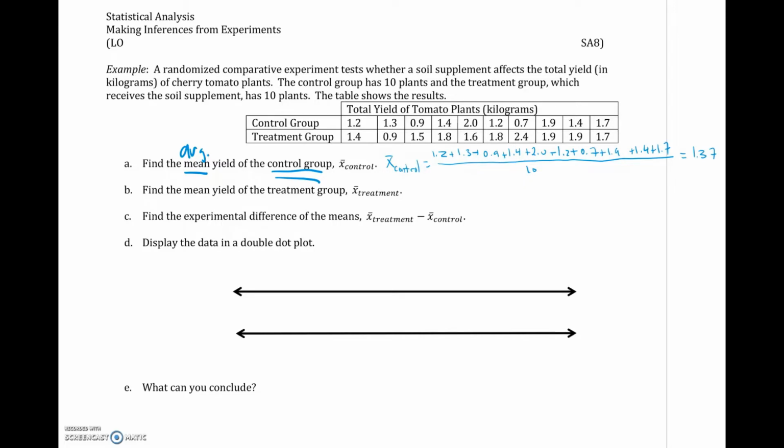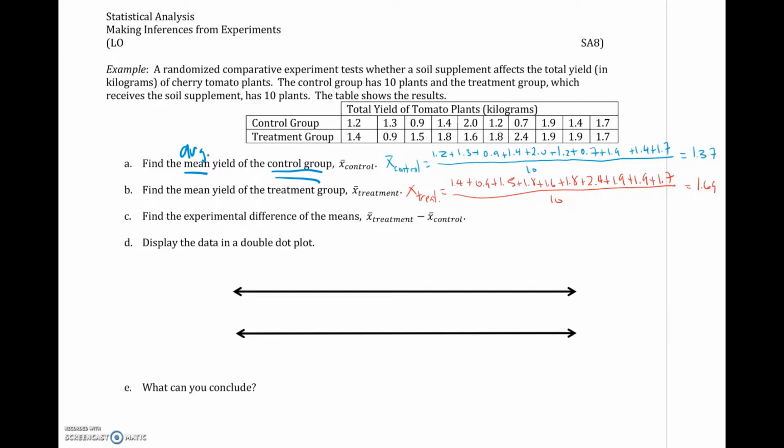But notice that was for the control group. We want to compare it then to the treatment group. So we've done something to this other set of cherry tomato plants, right? We've added the soil supplement and we want to think, okay, well, let's take a look at the mean there. And then what we'll do is we'll do some analysis on that. So now we want to find the mean of the treatment group. So we're going to follow the same method, right? Add up all the treatment group yields and divide by 10. So we should get 1.69 for the mean of our treatment group.